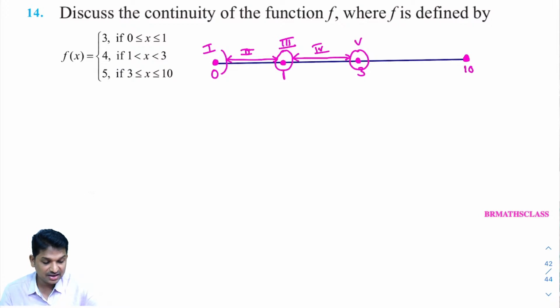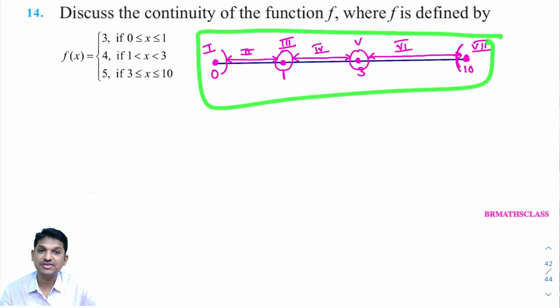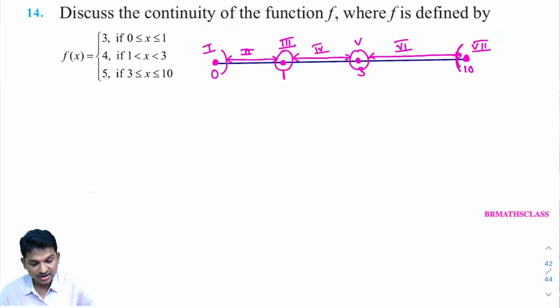What is case 6? I'll check the continuity of the function when x value is in between 3 and 10. This is case 6. What about the last case? You observe at 10. What to check? When x value is greater than 10, the function is not defined. So I'll check left continuity of this function at x equal to 10. I'll take it as case 7. So I am going to do this problem in 7 cases. Okay, case 1. What is case 1?